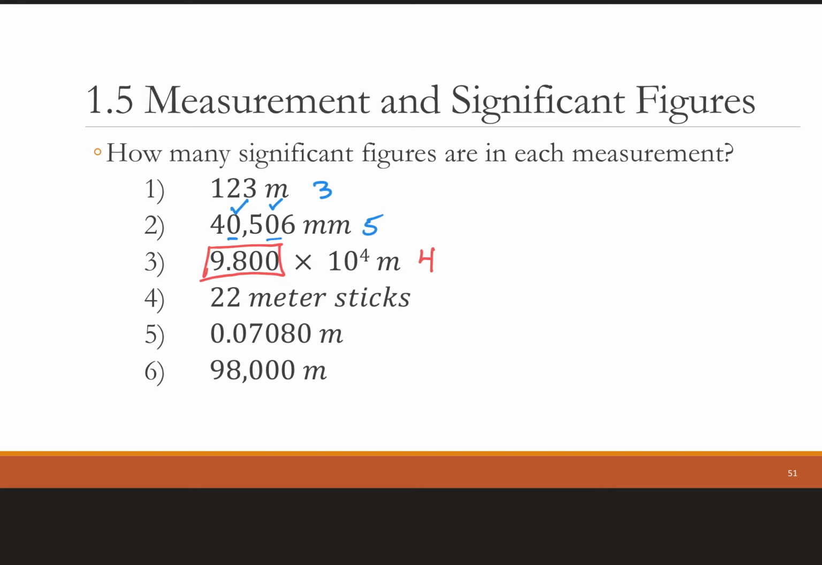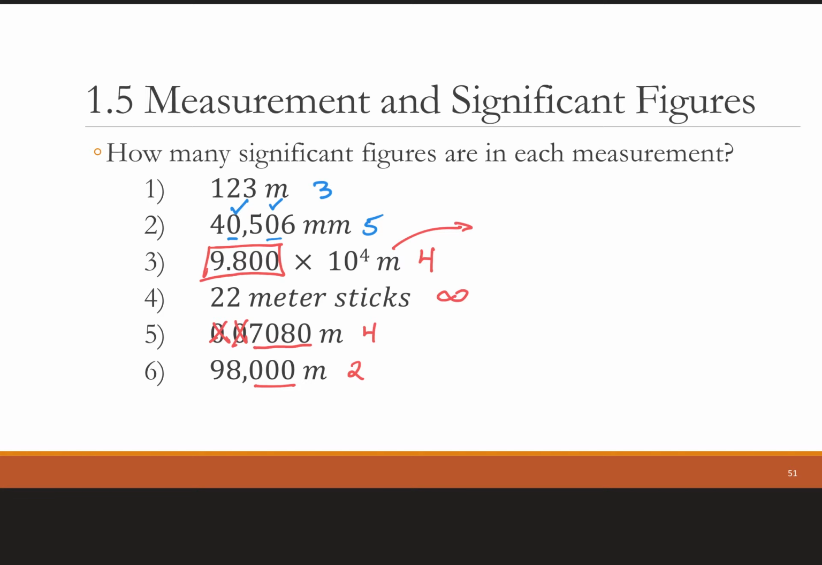All right. 22 meter sticks. This is kind of a trick, but it has infinitely many because you'd be counting those 22 meter sticks. 0.07080. These are leftmost, so they don't count. These are rightmost after a decimal, after a non-zero, so those are all significant zeros there, and therefore that has 4 sig figs. And then 98,000 meters. We don't know anything about those 3, so we can't assume they're significant. So this has 2 sig figs.